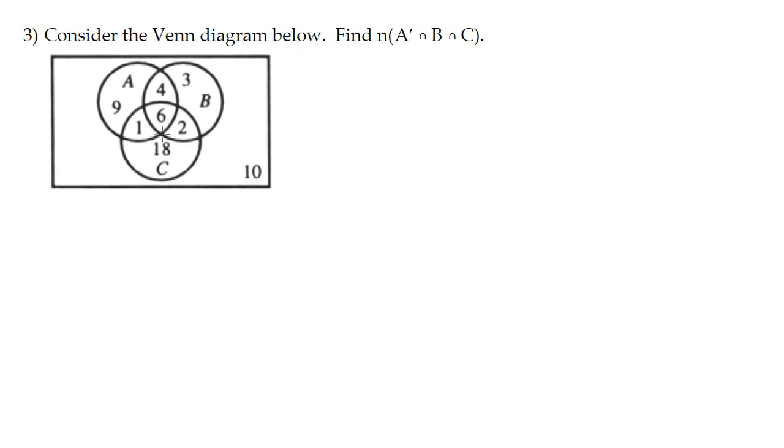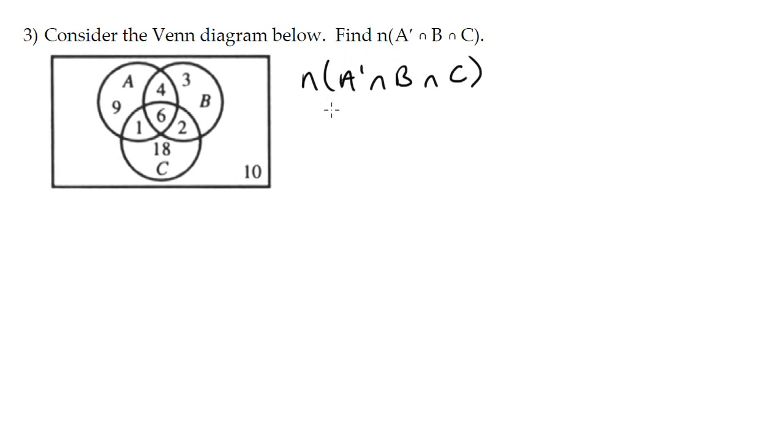Okay, problem number 3. Consider this Venn diagram below, and let's find the number of elements in A complement intersect B intersect C. So let's write this here. The number of elements in A complement intersect B intersect C. The first approach, I'll show this 2 different ways, will be a more intuitive approach. We want the intersection of these 3 sets.